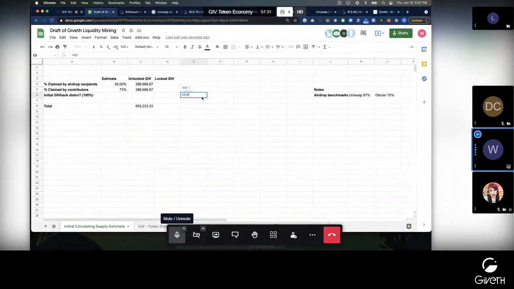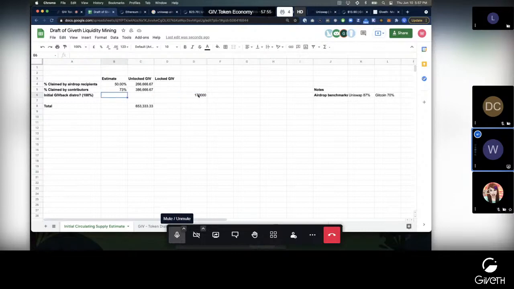What are we kind of assuming is the par value of give for these calculations? 10 cents? 1 cent? 5 cents, maybe? Okay, maybe 5 cents. It's the total estimate for just day one. So we can estimate how much givebacks we want to give for this first distro.